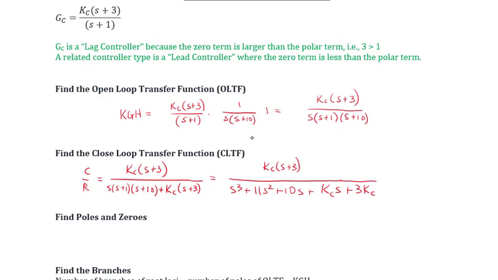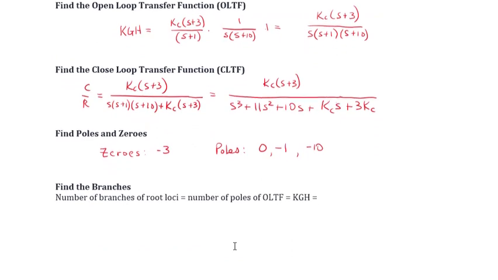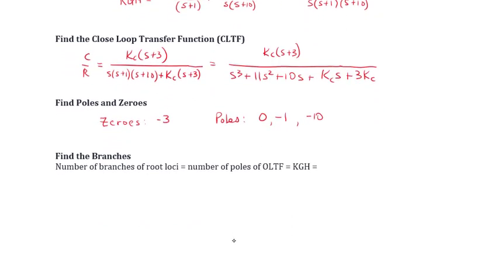All right, so now the poles and zeros. For the zeros, we have 1, and it's going to be at -3. And for the poles, we have 3: at 0, -1, and -10. Once we have that, we can determine the branches of the root loci. It's equal to the number of poles, so there's going to be 3.